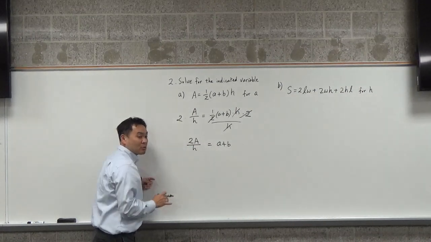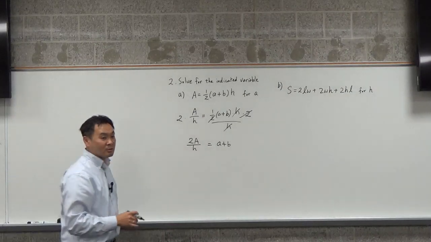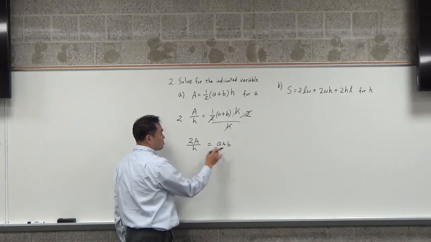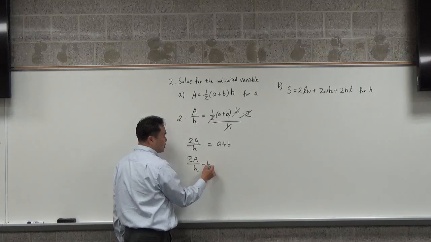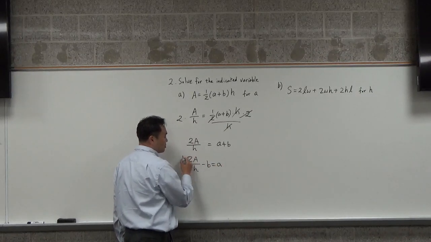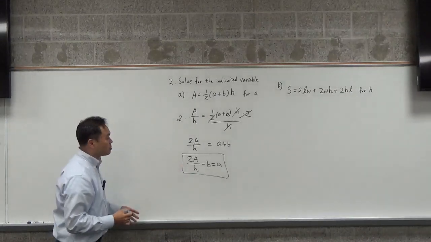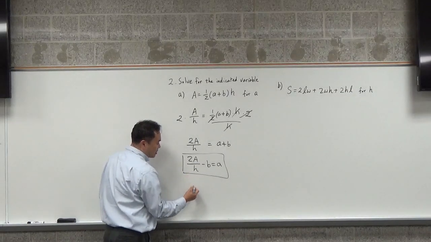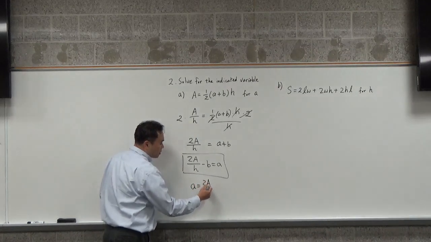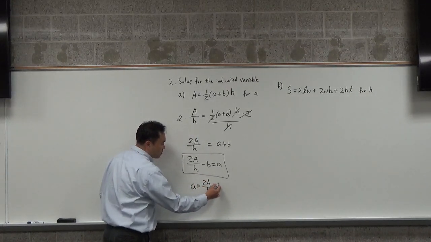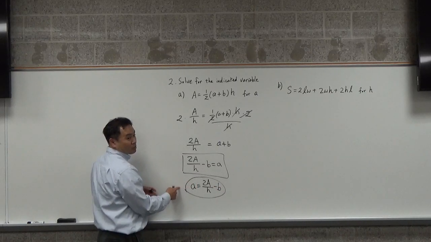And then finally, what must be removed on the right side? Obviously, plus B, right? Just subtract B, you have 2A over H minus B equals A as the answer. Now this is fine as an answer, but probably a better way to write it is to have A on the left side. I don't care, either will be given full credit, but I think more people will be happier when you write it this way.